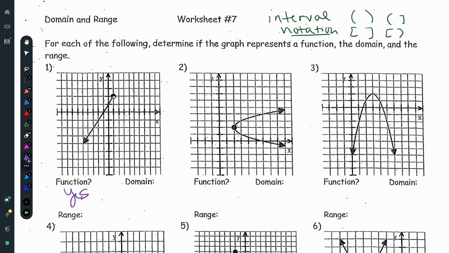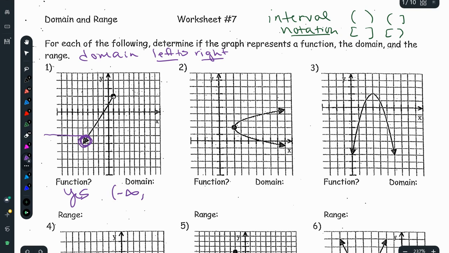For the domain, what we do is we look at our graph going from left to right. So for domain, we do left to right. As I start on the left, the very first time I hit my graph, I hit an arrow. So that arrow means that my graph is going to continue to the left forever. So forever to the left is negative infinity.